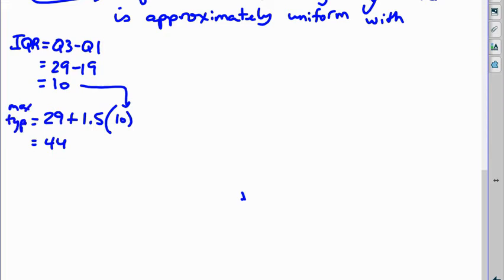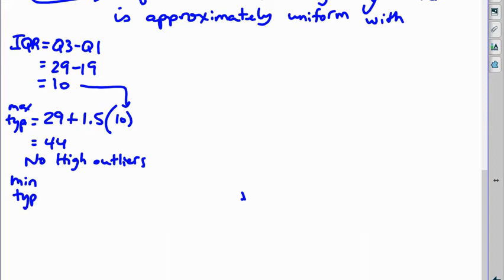So at 44, we would say it's not unusual. But at 45, we would say it's unusual. Were there any counts of babies over 44? No. So there were no high outliers, because you never went above 44. Now let's check the low. So let's check the min typical.